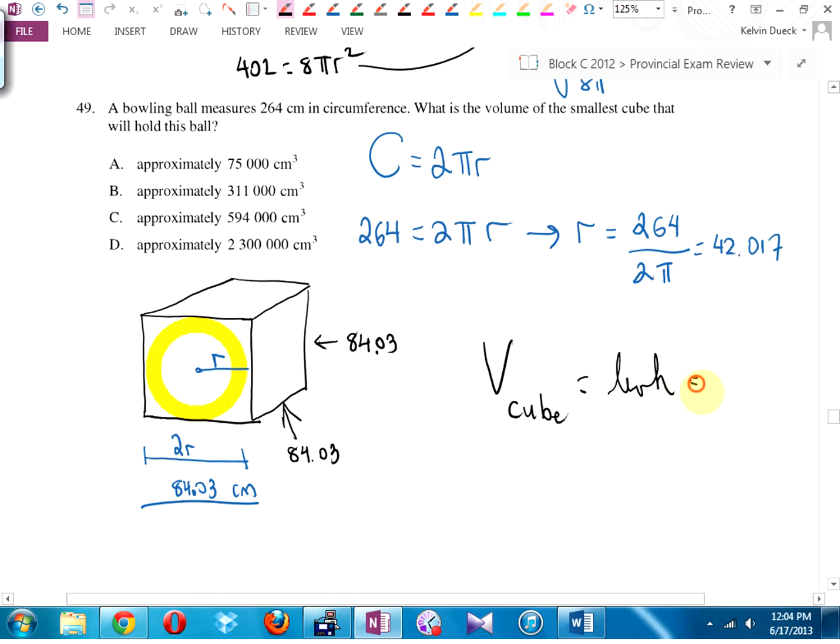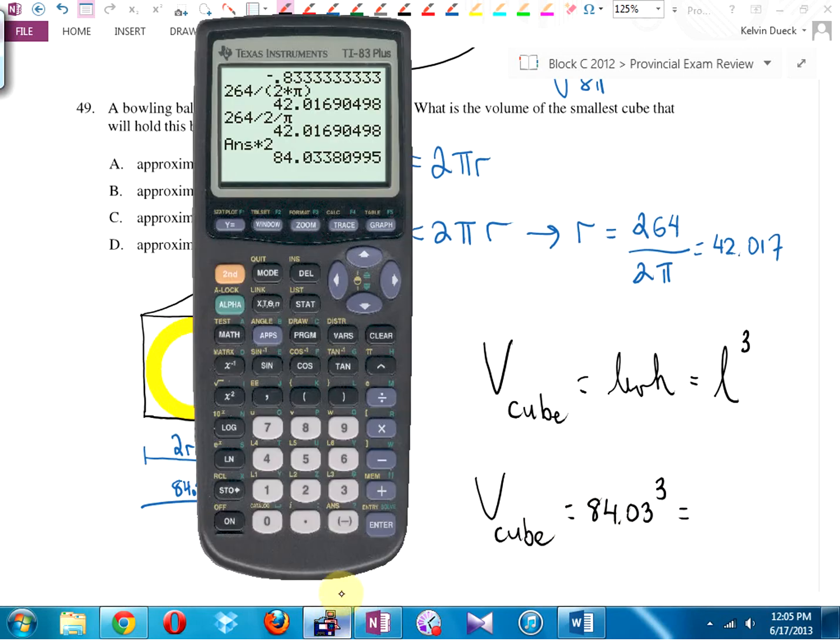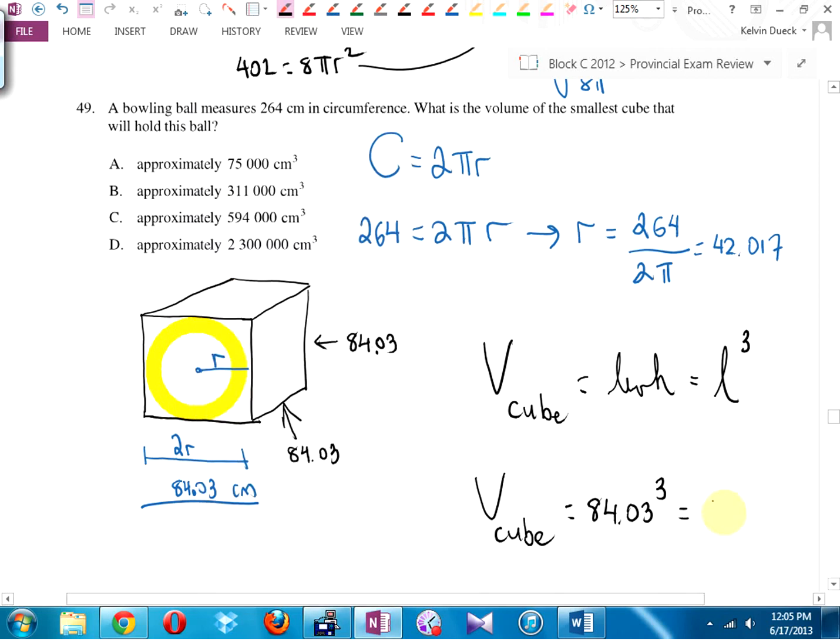You know what? The easiest is going to be just take the length and cube it. I think the volume of the cube, and yes, that's why we call it cubed. It comes from this shape, just like we call it squared because it comes from the square shape. It's going to be 84.03 cubed. It's going to be this number to the third power, and I get approximately 594,000 cubic centimeters. C.